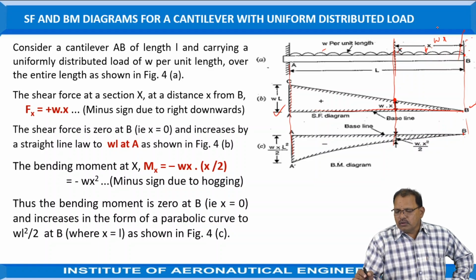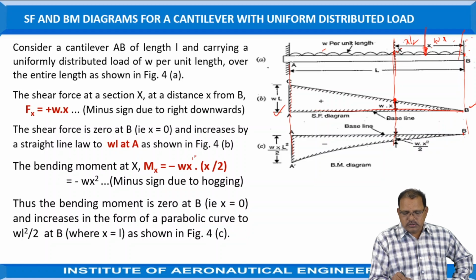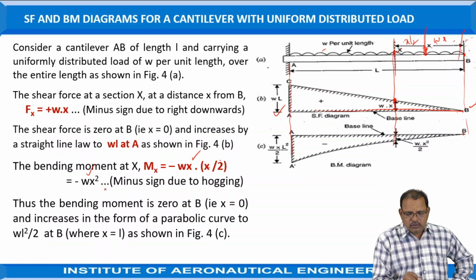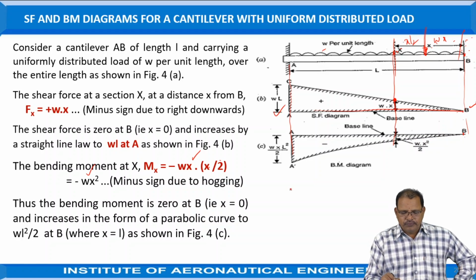The total load is equal to WX, but it is acting at the center, that is the center of gravity of the beam. So how much is the distance here? X by 2. That is the bending moment at a point X from the B point, equal to W into X into X by 2, or in other words, WX square by 2. Here again it is negative because of hogging.